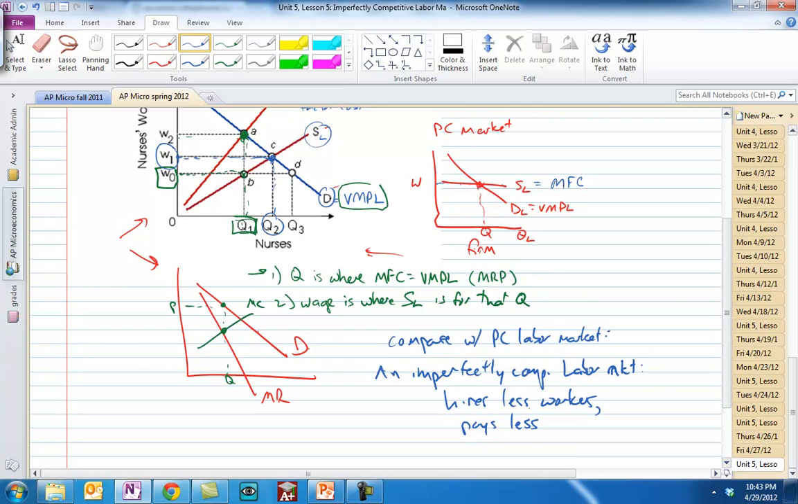We can think of this in a simple, intuitive sense by saying a monopsonist firm, or a firm in an imperfectly competitive labor market, has more market power in the hiring process. It's going to maximize its profit by hiring a little bit fewer workers, paying them a little bit less. Whereas the more competitive a market is, the more workers will be hired and the more they will be paid.